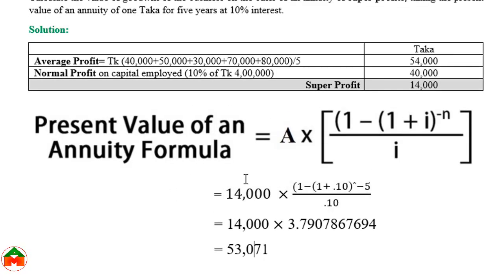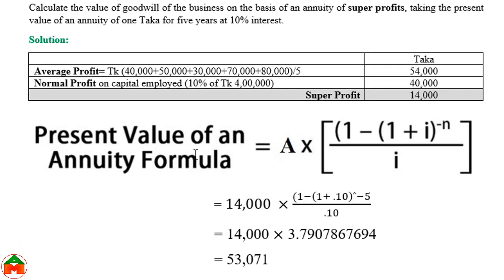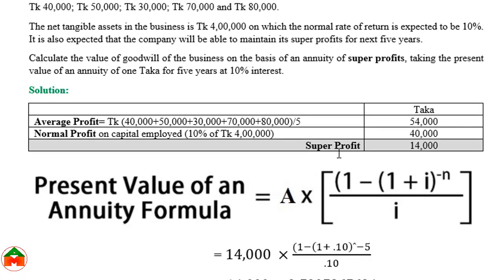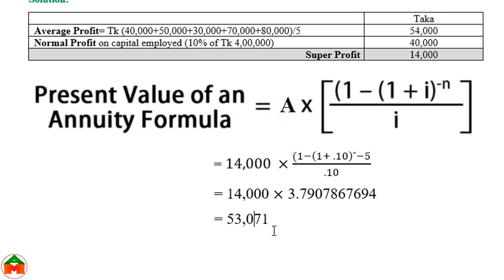This way, we can get the present value, and using this present value for the super profit, we will get the goodwill. Here the goodwill is 53,071.